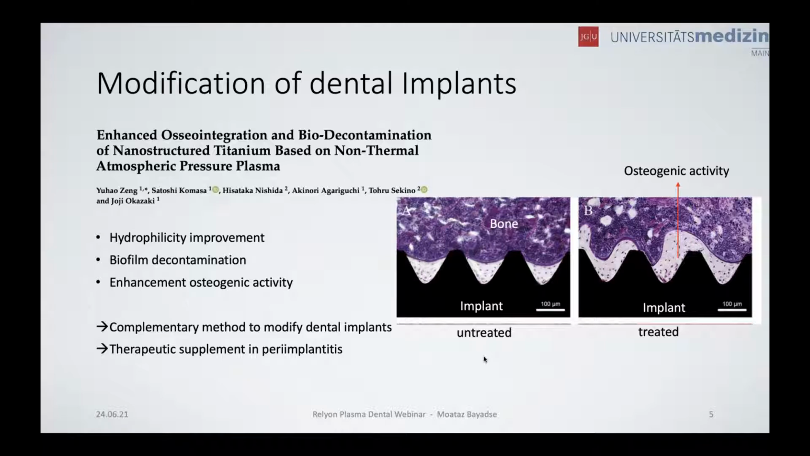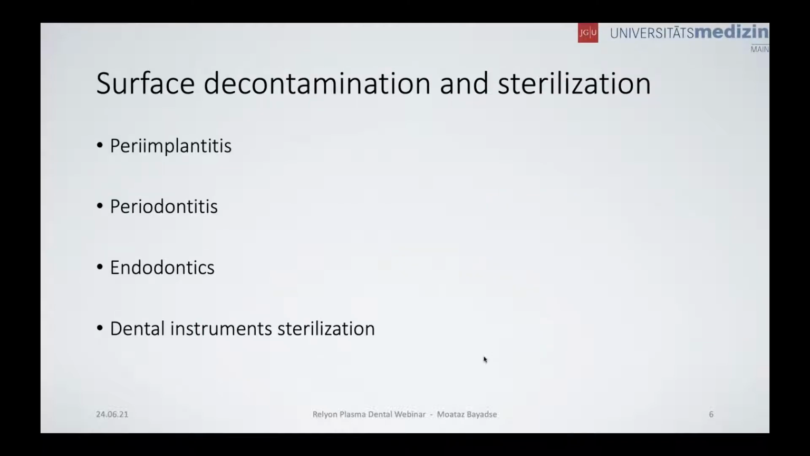They also demonstrated the decontamination ability of cold atmospheric plasma on titanium samples. The samples were contaminated with Staphylococcus aureus to develop a biofilm culture. After the exposure to plasma, a significant reduction was noticed without damaging the morphology of the surface. So this decontamination effect can also be a therapeutic supplement in peri-implantitis, which leads us to the second field, surface decontamination and sterilization.